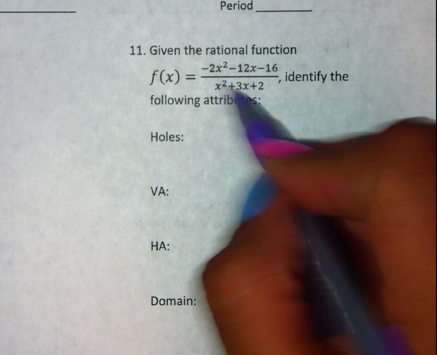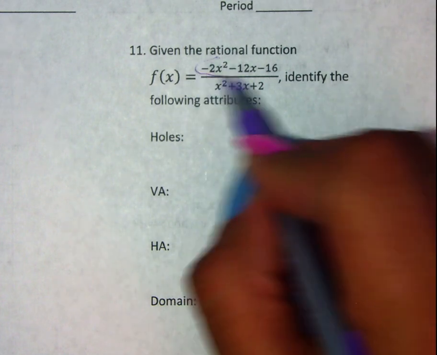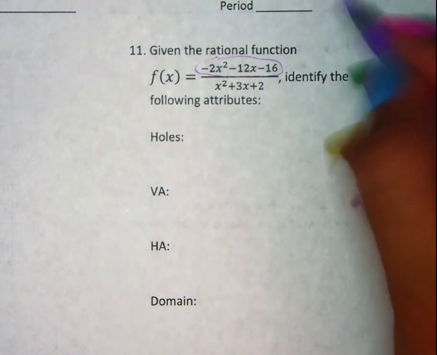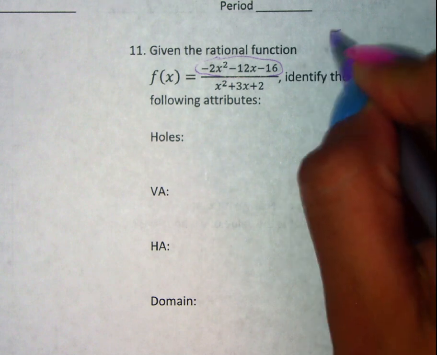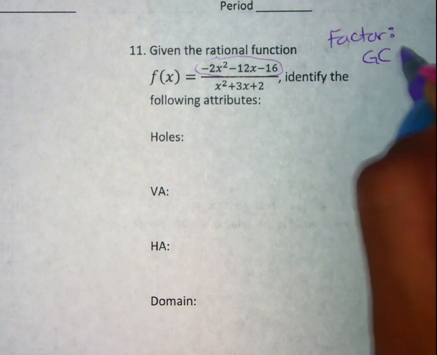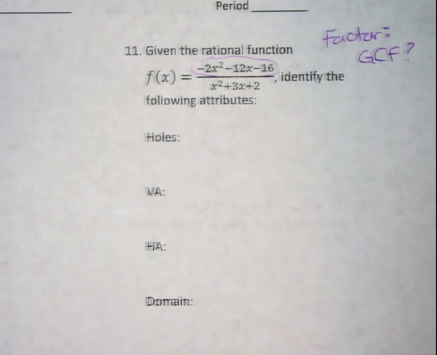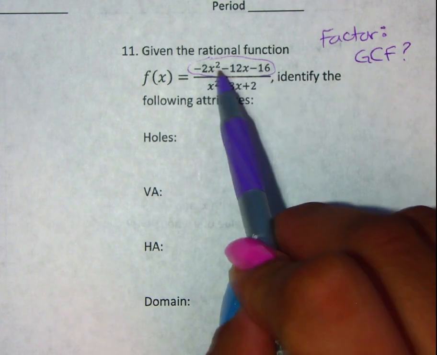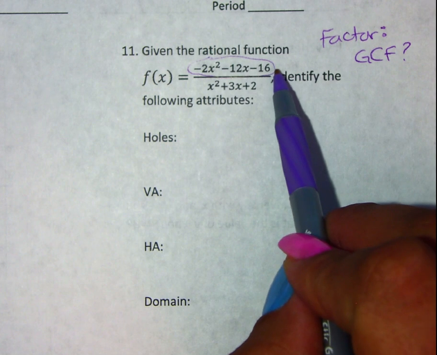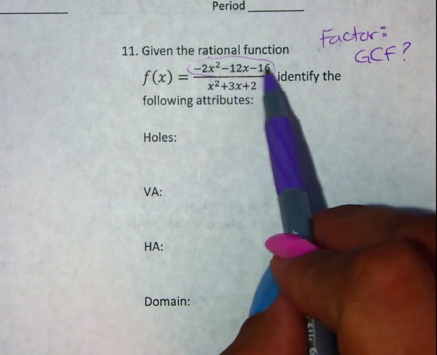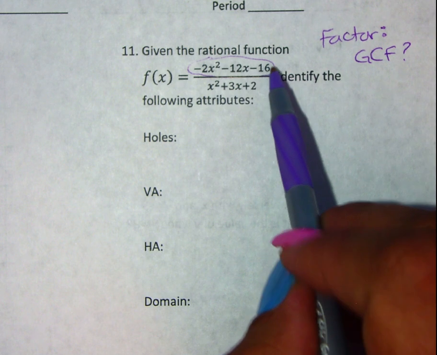Number 11 has a trinomial as a numerator, so we need to factor that trinomial. Whenever you factor, the first step will be to find the GCF, or ask yourself if there's a GCF. So you check all the terms and see if all of them have an x value that you can factor out. This one doesn't, so they don't have a GCF of x.